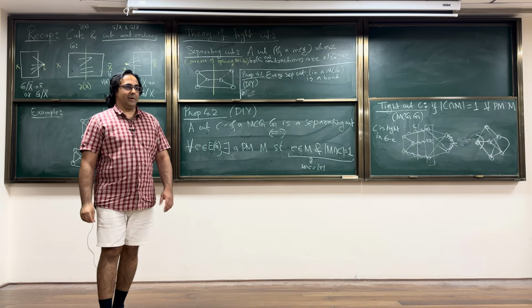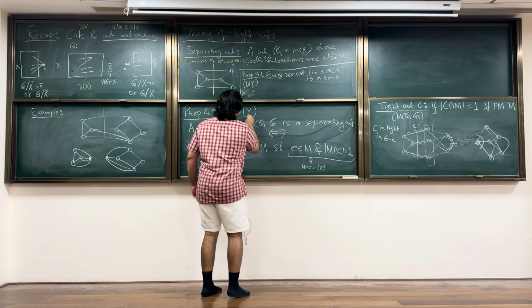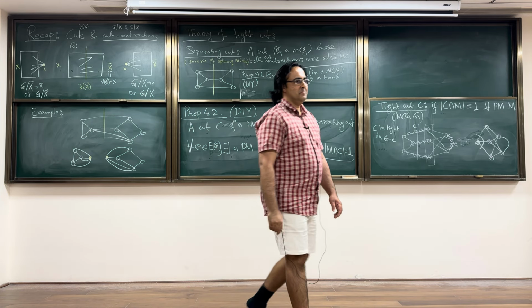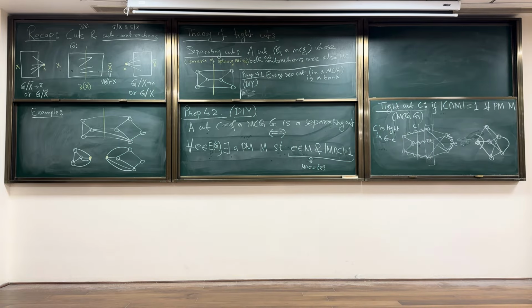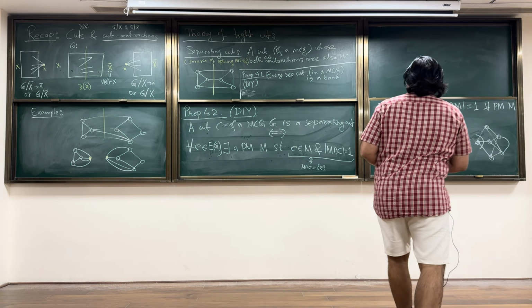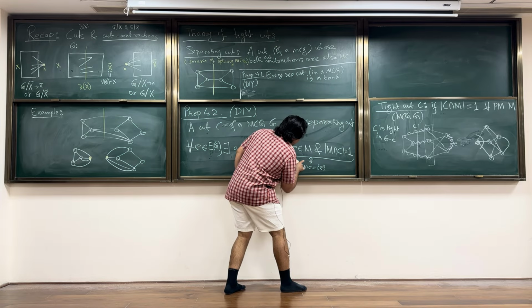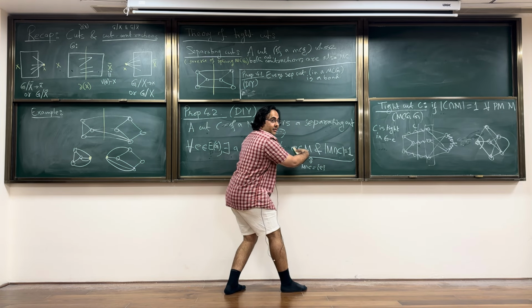Now this is a true statement, and now this is a DIY. It's not too difficult. Once you have the correct statement, it's actually pretty straightforward. So for every edge of the graph, you want that there is a perfect matching that contains that edge and contains only one edge from the cut. And now these two things are not equivalent.